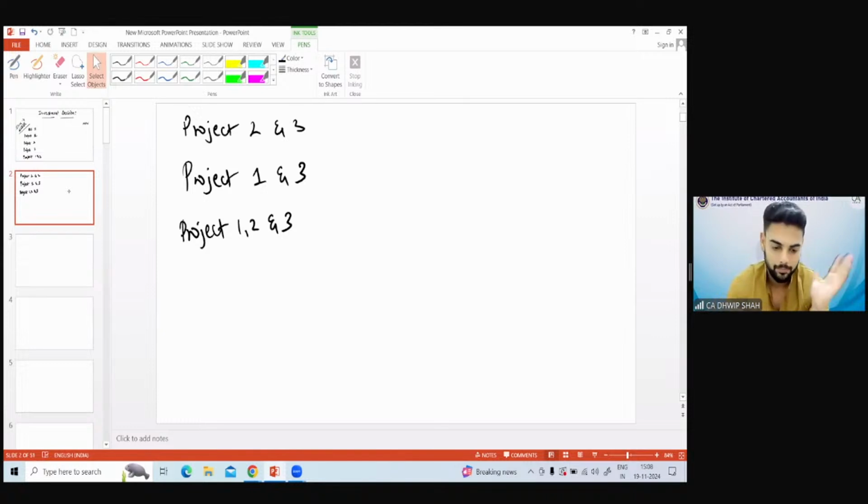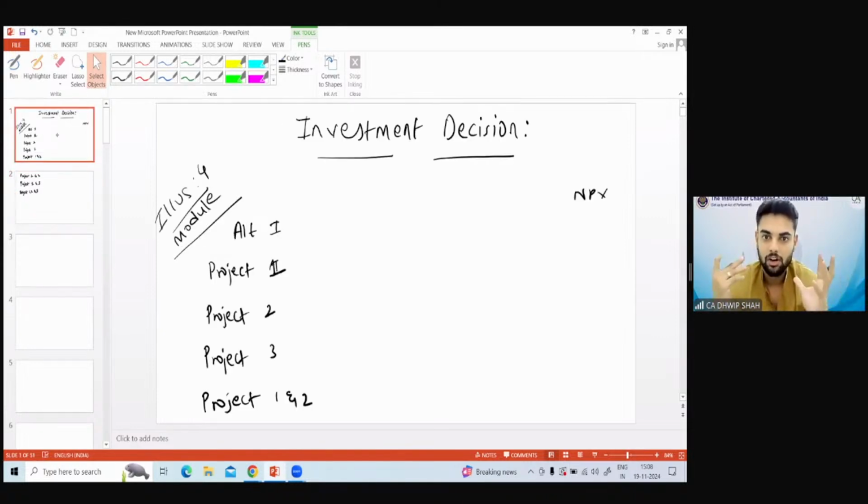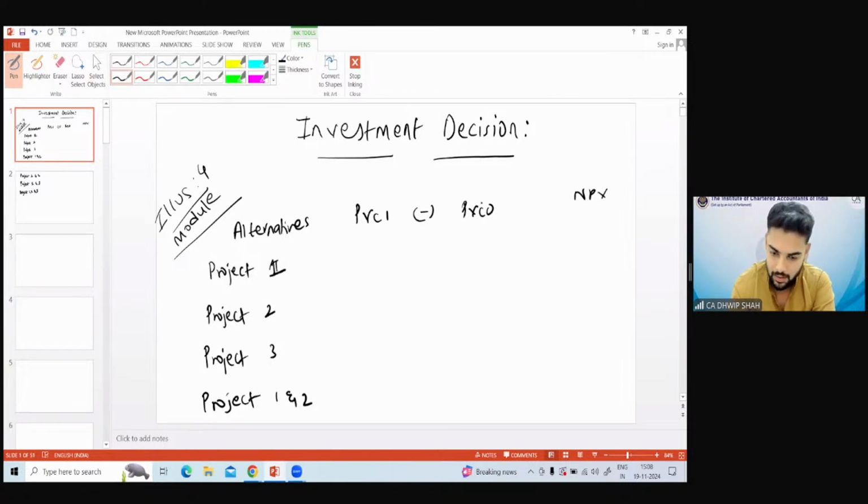Students, are you following? What do we have to do in this question? What is the approach of this question? Any queries still here? Any doubts? So can I say NPV is nothing but PVCI less PVCO? Yes or no? NPV is nothing but PVCI less PVCO. So let's calculate NPV for all the alternatives.